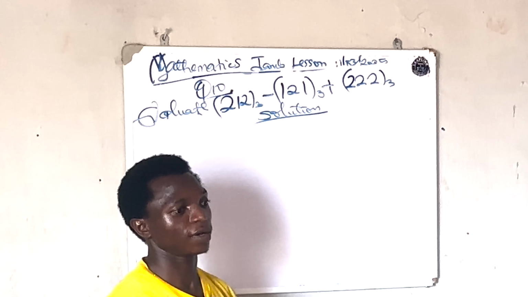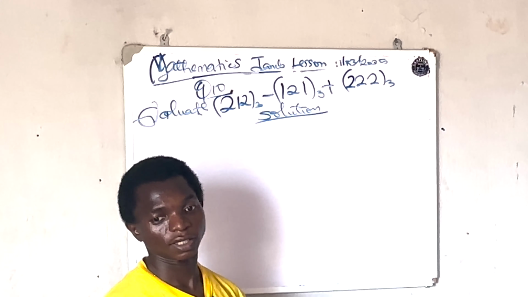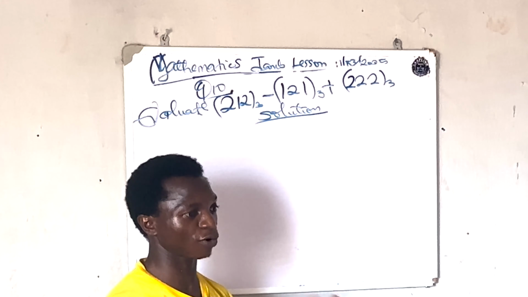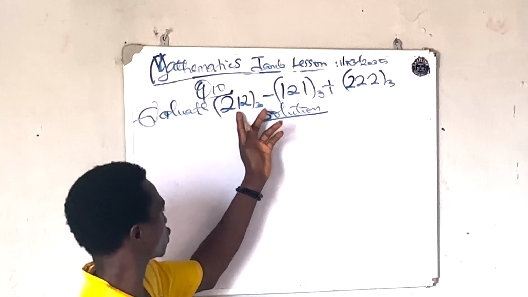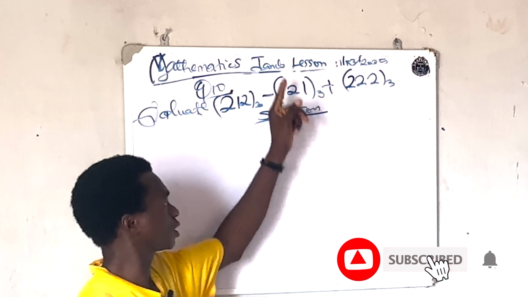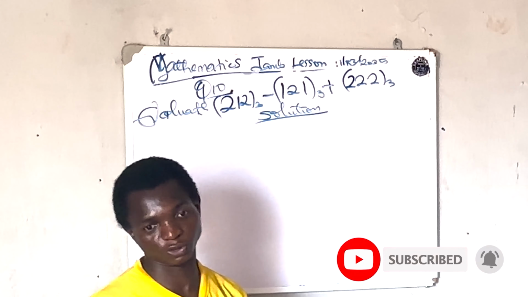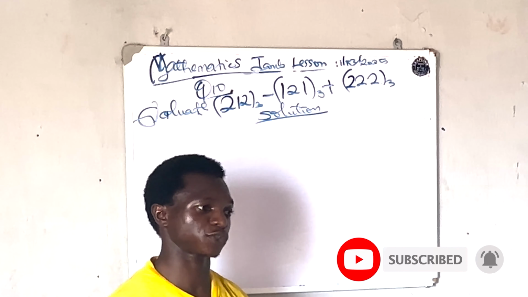Now, if you are not familiar with this, I advise that we convert the problem back to base 10. I will now subtract this result from this. You now add this result. How do we do the conversion?